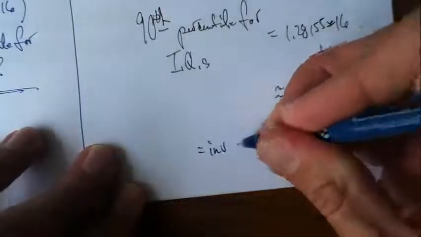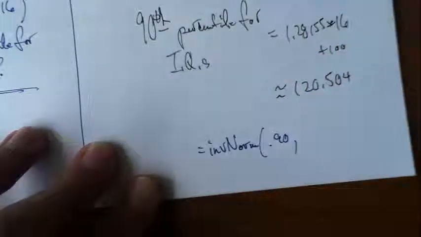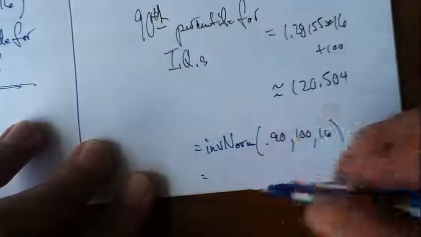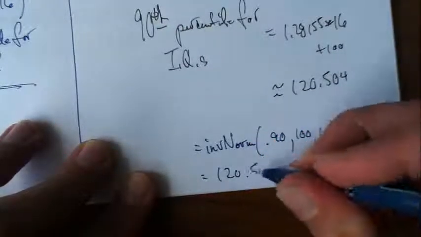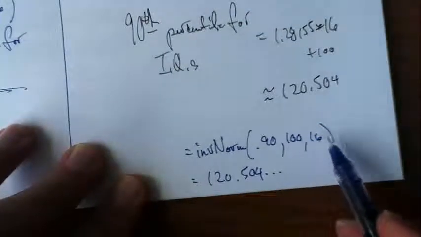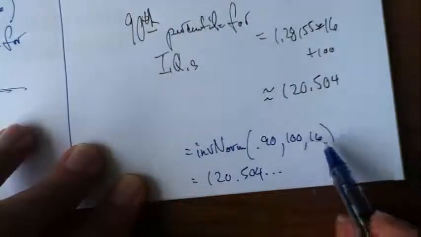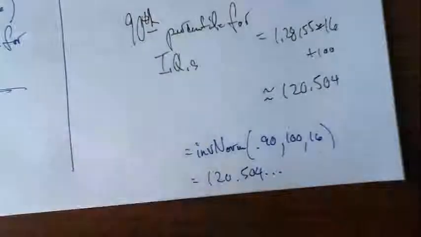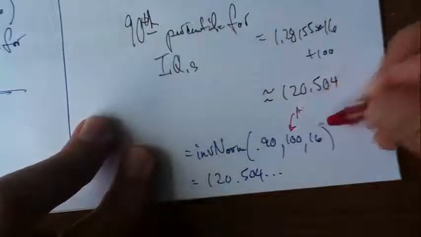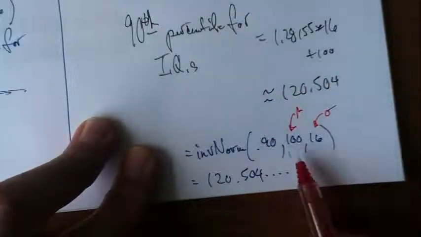You could also do it like this with your calculator. You could do INV norm of 0.90 and then put in the mean and the standard deviation, and you get 120.504. If you leave these last two fields blank when you do that command in your calculator, it defaults to a standard normal. If you put in the mean and the standard deviation there, then it'll find the whatever percentile for that kind of normal distribution.